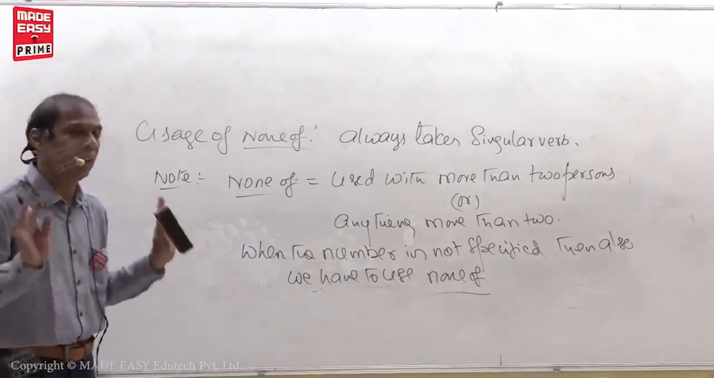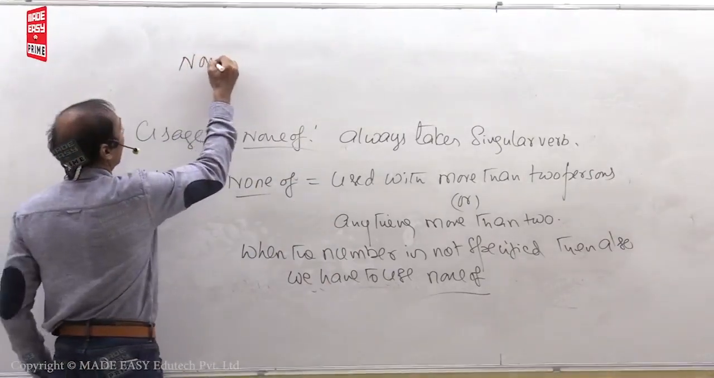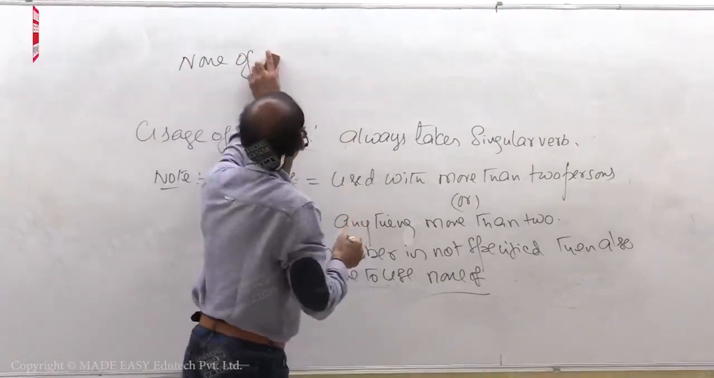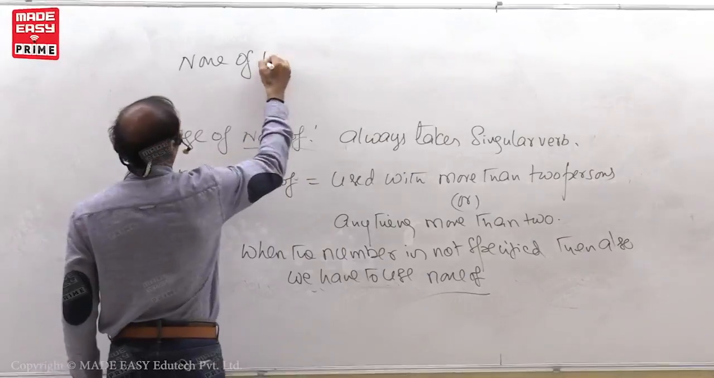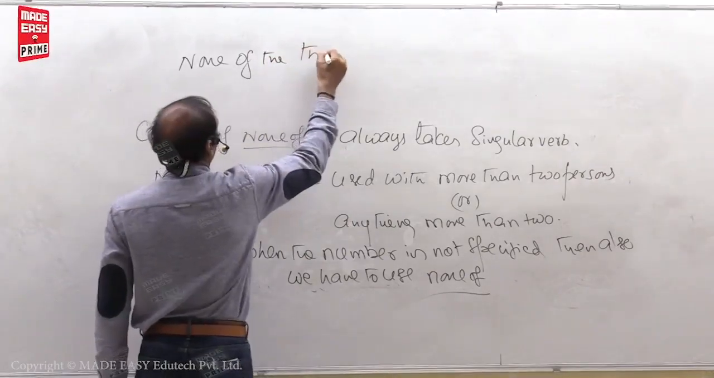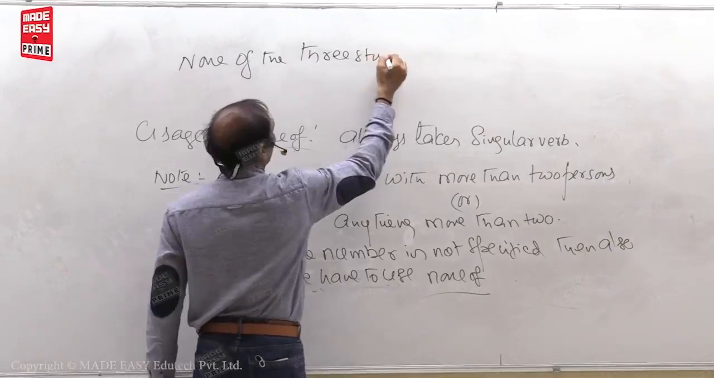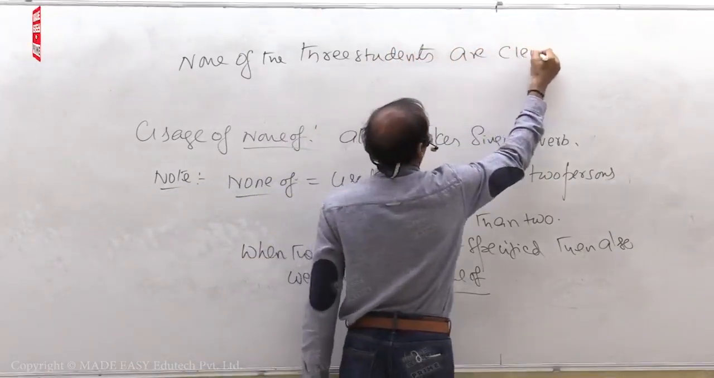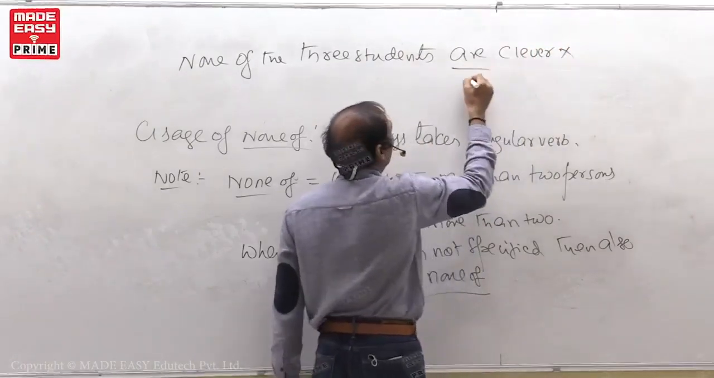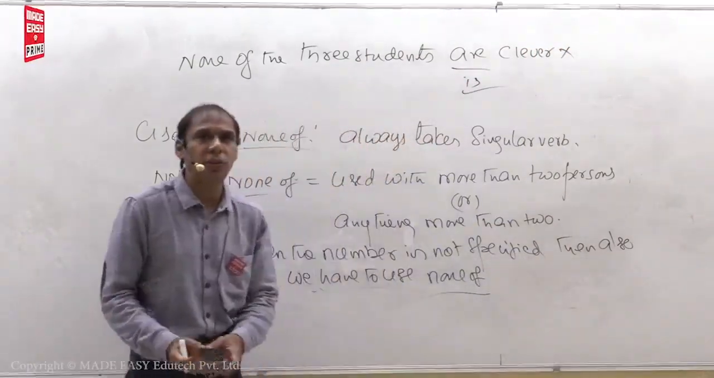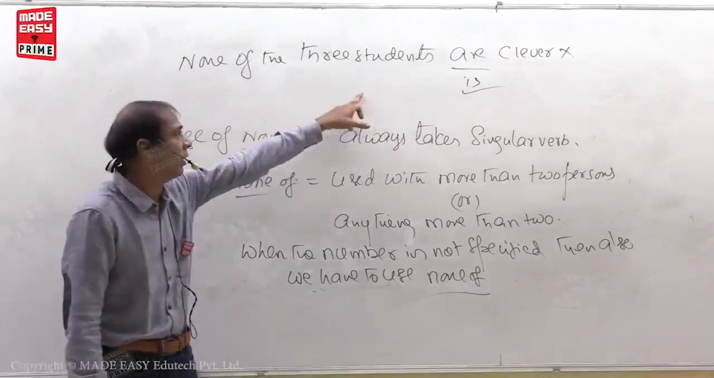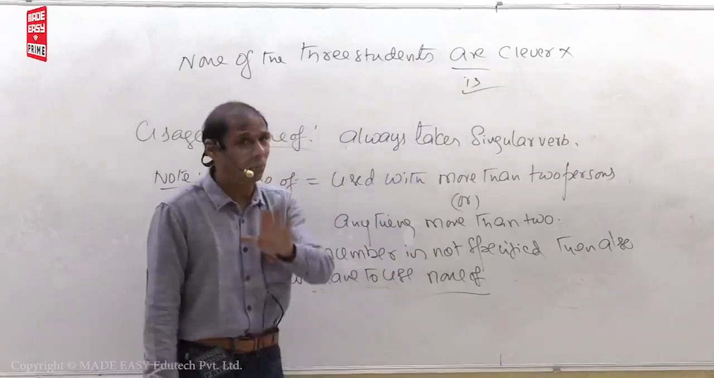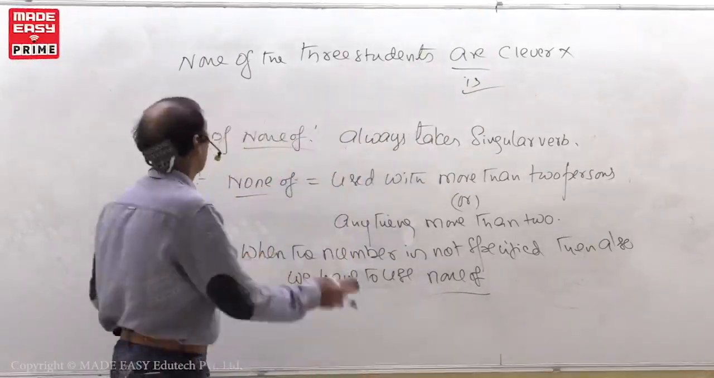What is all this? I'll explain. See, none of these students, none of the three students are clever. Wrong. None of the three students is clever. Three students are there. No student is clever. This is the meaning of this sentence. Right? None of always takes singular verb, not plural verb. Next.